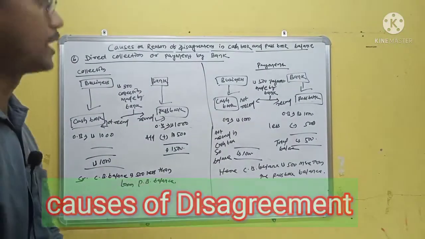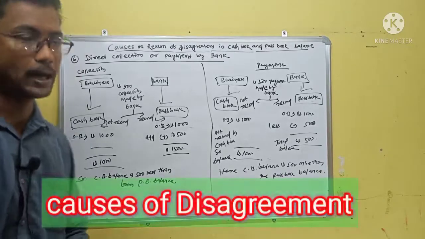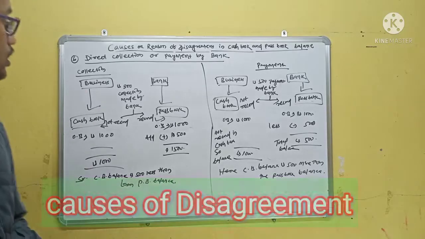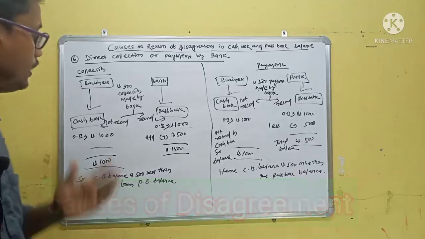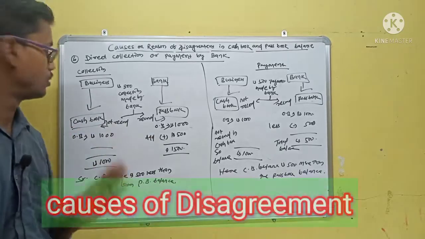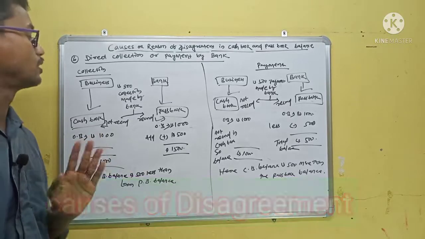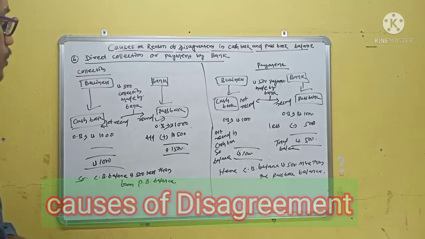Next cause is the direct collection or payment made by bank. First we know in case of a collection. Suppose rupees 500 collection is made by the bank, then it will be recorded in the passbook but not recorded in the cash book, because the bank collected directly from any party.